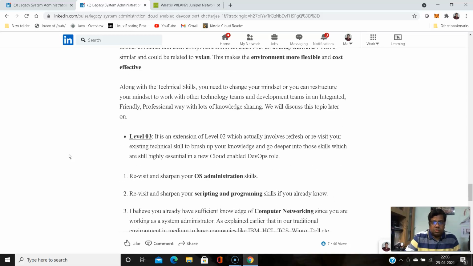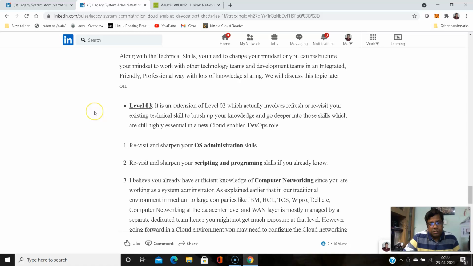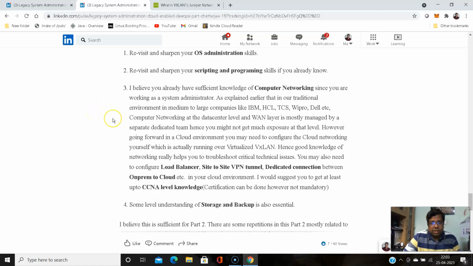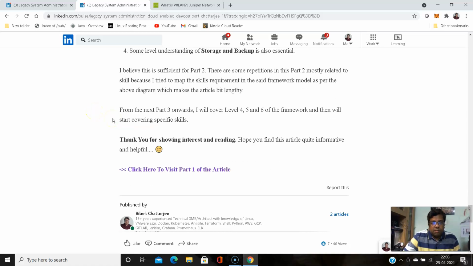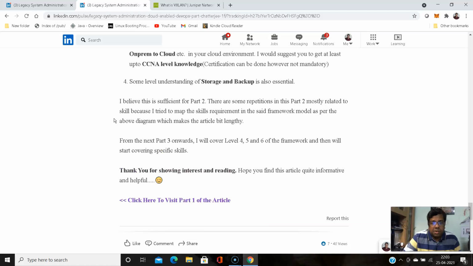I have discussed all these levels here, up to level 3. In the upcoming articles I will be discussing level 4, level 5 and level 6, and then we'll start covering the specific skills. I will be releasing articles and videos that cover the specific skills that we have discussed.